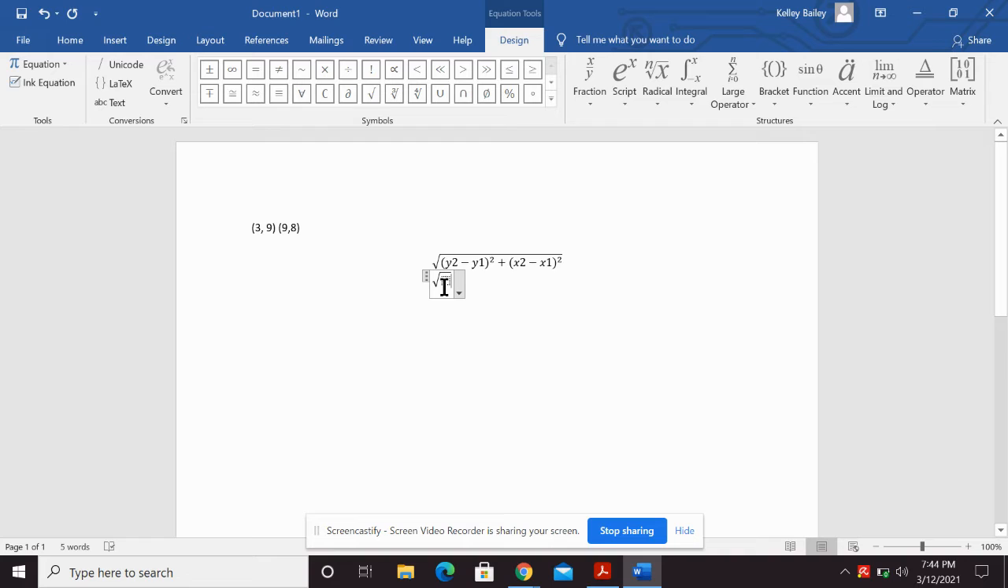We can substitute y values in if you want. We'll make this be y2. So I have 8 minus 9, squared, plus my change in x, 9 minus 3, quantity squared. Okay. Simplify.